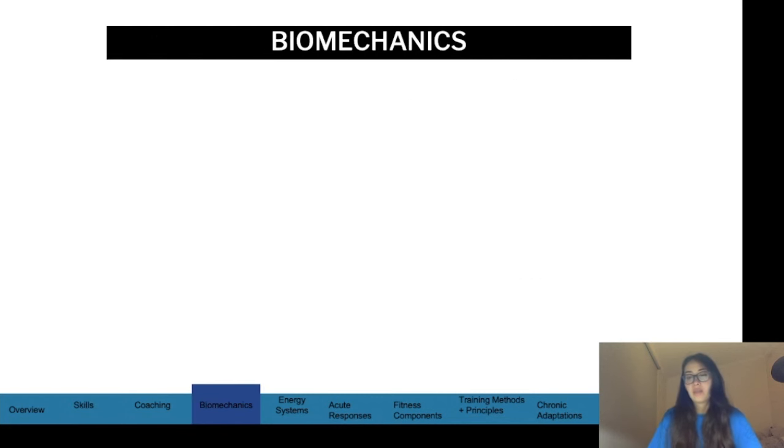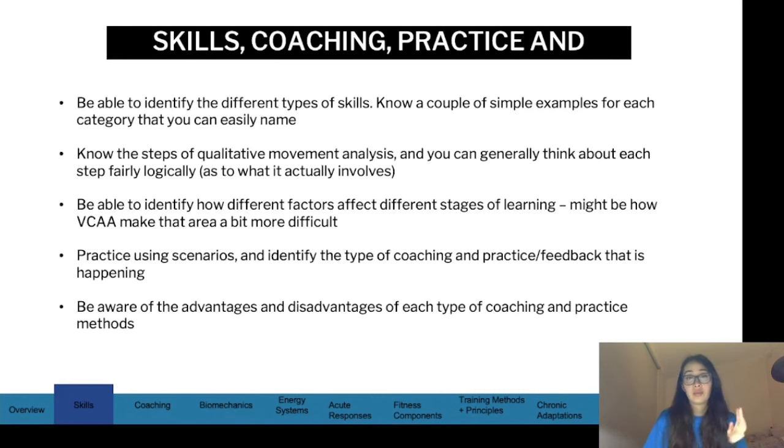So this is some tips to go through before the exam. Make sure you identify the different types of skills, and know a few simple examples of each category that you can easily name. I know we didn't spend a lot of detail looking at how time can influence the cognitive, associative and autonomous stages of learning, but try and go through all those dot points I had, like family dynamics, time, values, resources, and see how they can influence each level of learning. Maybe write it out in a table, because that can be really good practice for the exam.